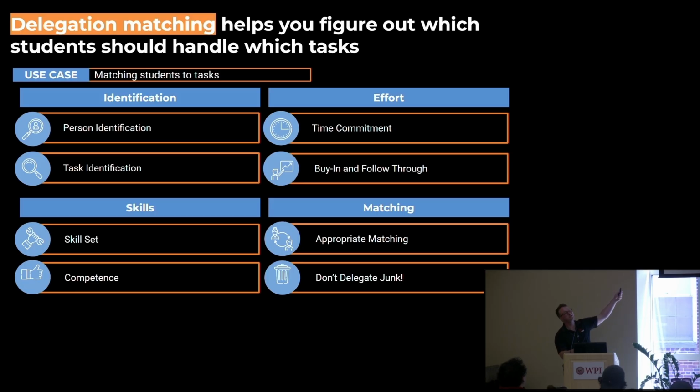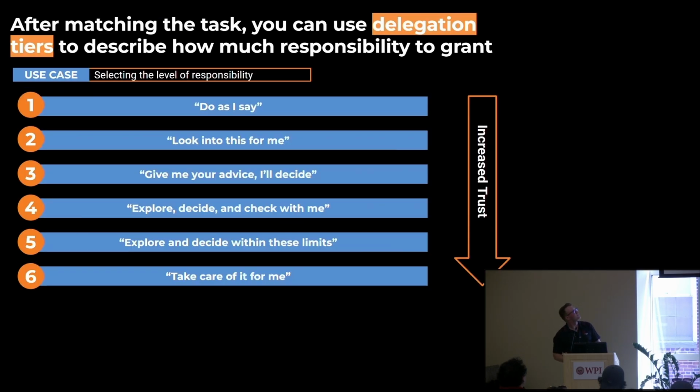Once we have selected what tasks go to what students, we look at something like this. This is delegation tiers, and this is in an order of increasing responsibility. Do as I say, look into this for me, give me your advice, and I'll decide. Explore, decide, and then check back with me and let me know what you think. Explore, decide, and make a decision within these limits, and then take care of this for me. I think this is a really critical piece of delegation that we don't think through enough when we're matching up students with tasks. We say, hey, you should get this done. And then we just set them free.